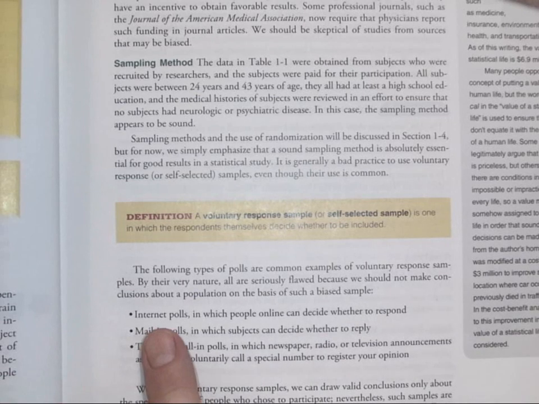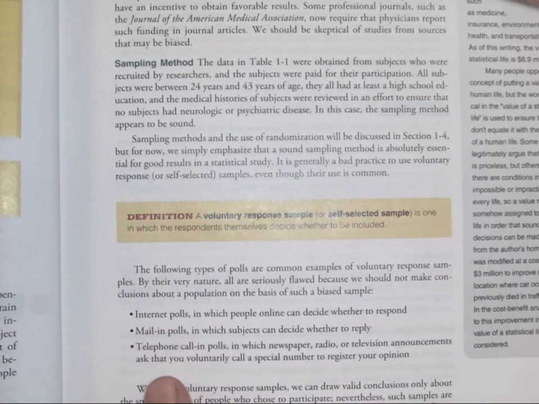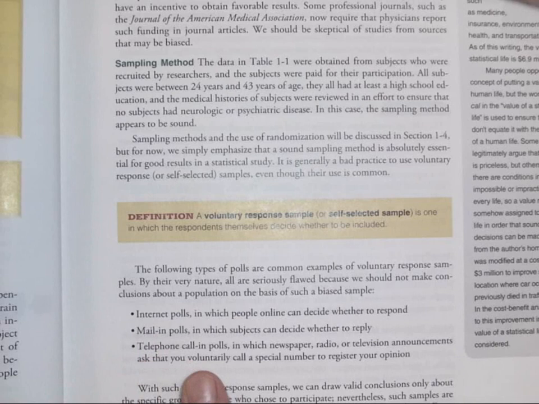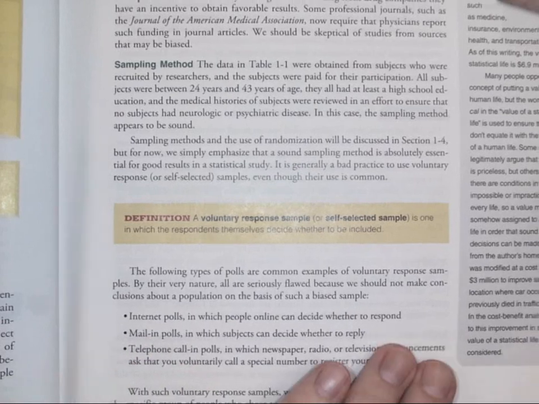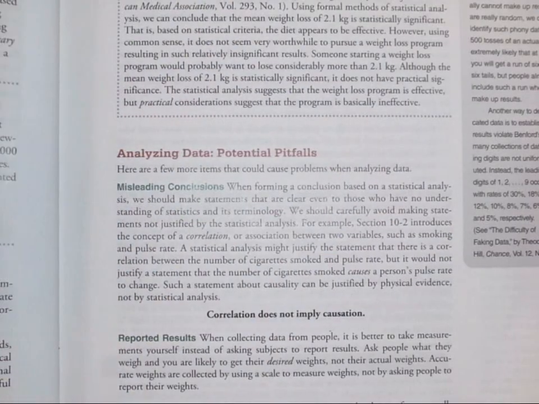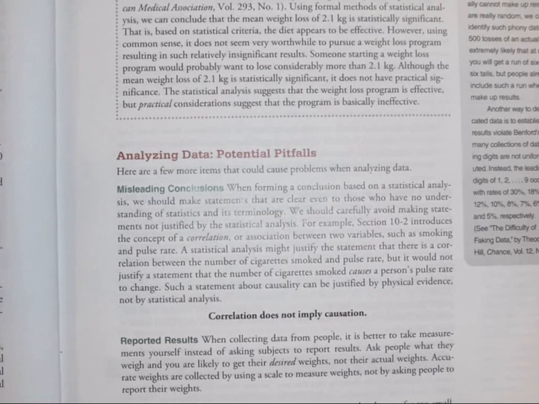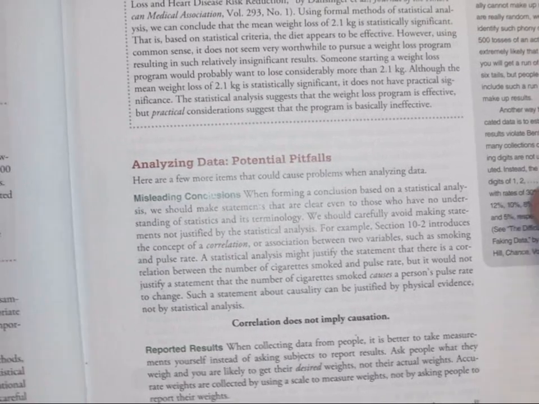So other examples of voluntary response: internet polls, mail-in polls, telephone call polls. And here's kind of a really cool situation. Let me see if I can find it real quick. Here we go. This is a good one.